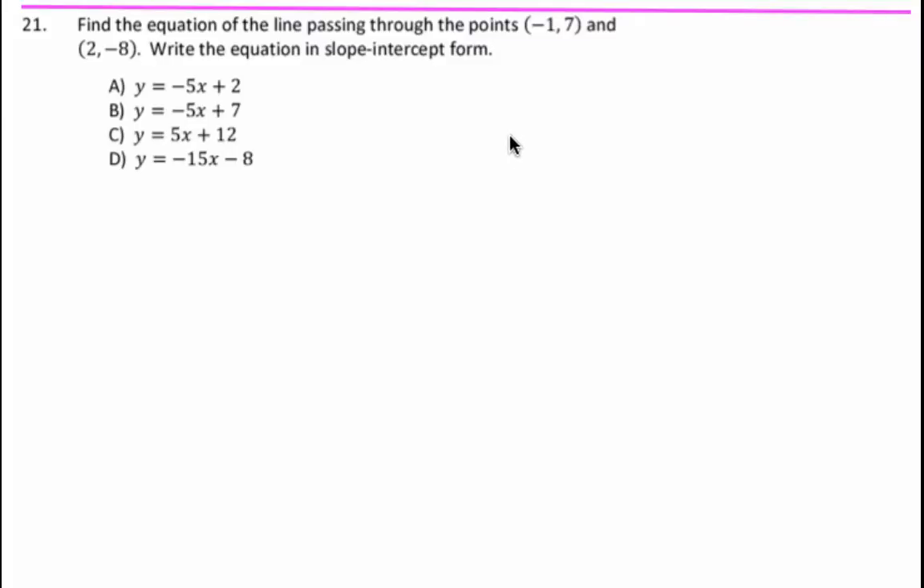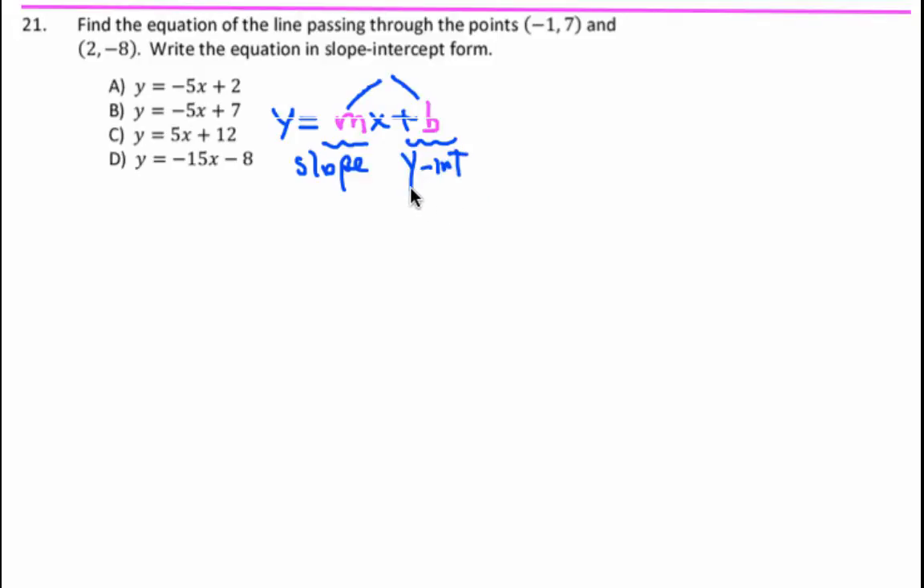Problem number 21 asks you to find the equation of a line passing through the given points. And they want you to write it in slope-intercept form. Now you know this is possible since 2 points uniquely define a line, so you will be able to find the equation. Slope-intercept form is in the form y equals mx plus b, where the m and the b are the letters you're going to have to find. The m is the slope, and the b is the y-intercept.